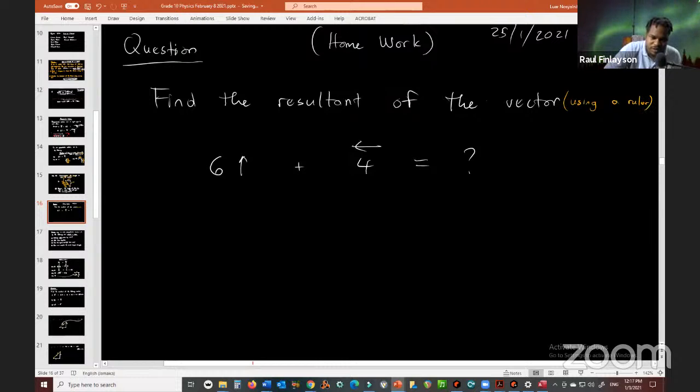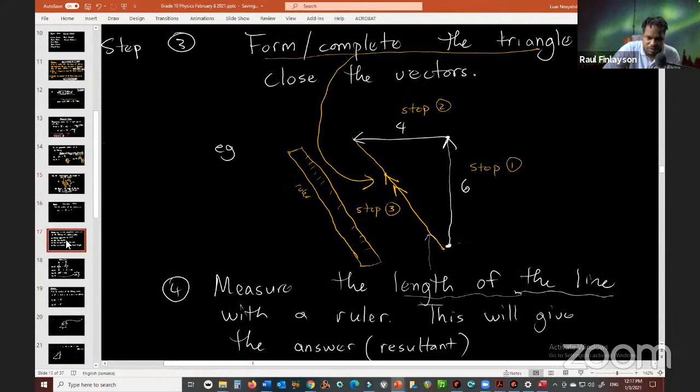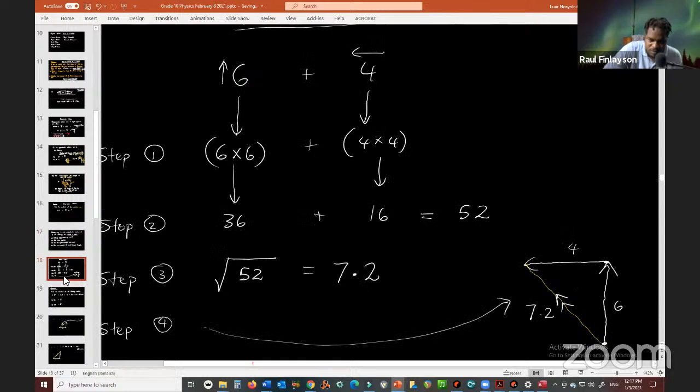And using a ruler gives you the same answer as when you don't use a ruler. Just follow the 4 steps. All right, so that's with the ruler, and this is without the ruler. All right, any questions?